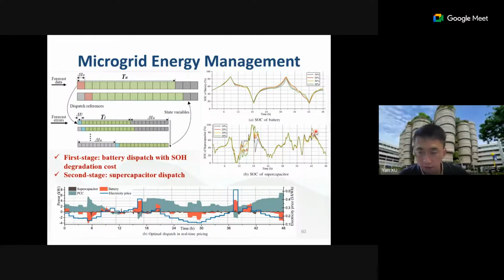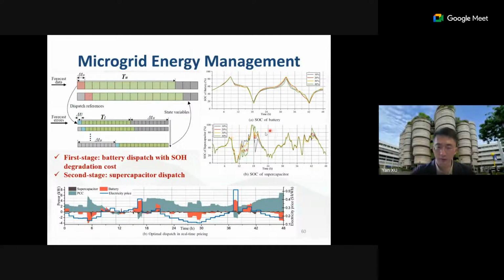So here we actually consider the different penetration of the energy storage system. We consider 10% penetration, 20, 30, and even 40. Okay, so you can see if you look at the battery, okay, for different penetrations, it does not have too much difference, okay, because the battery mainly is to store bulk energy during the low electricity price and sell the power back to the grid.